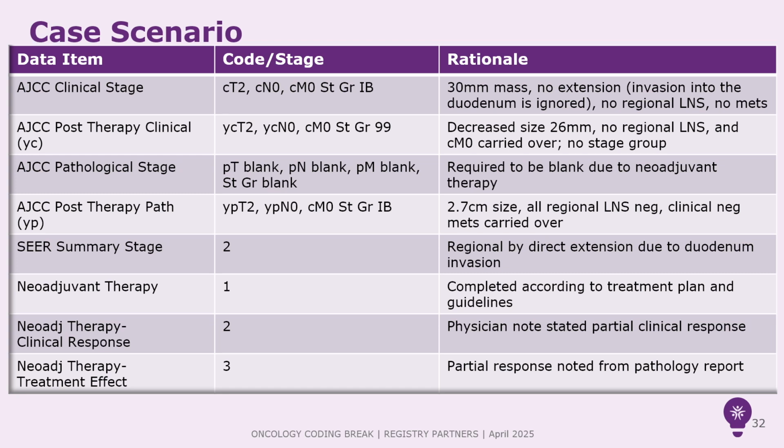Our SEER summary stage is a code 2 based on the regional by direct extension to the duodenum invasion. And our neoadjuvant therapy field is a 1, completed according to the treatment plan and guidelines. The neoadjuvant therapy clinical response is a code 2. The physician note stated there was partial clinical response. And the neoadjuvant therapy treatment effect will be a code 3. Partial response noted from the pathology report.